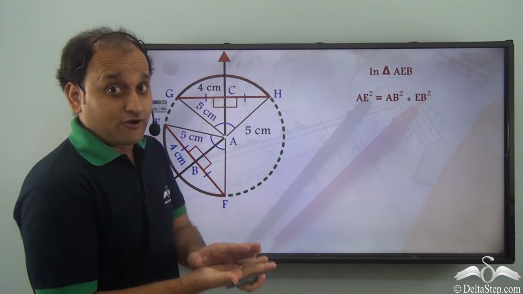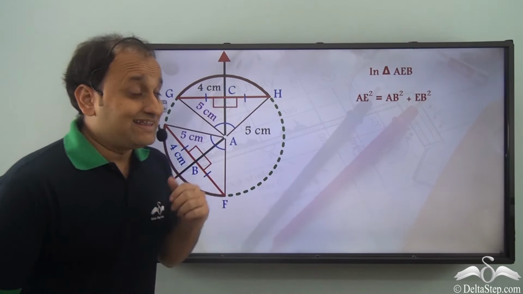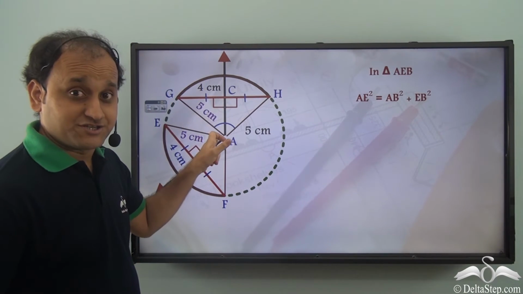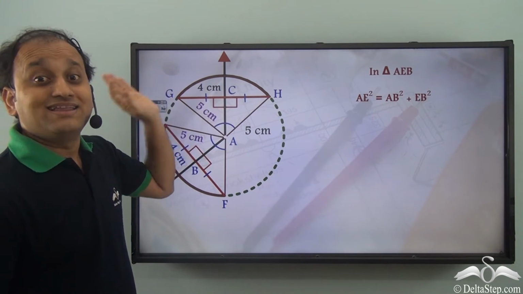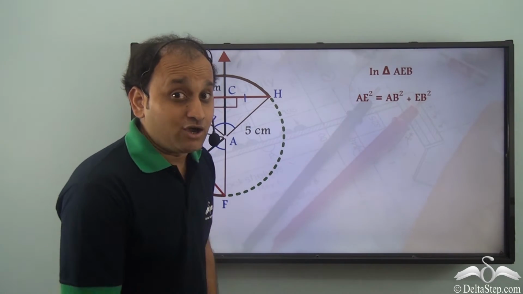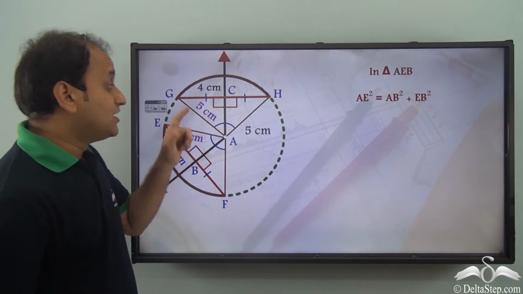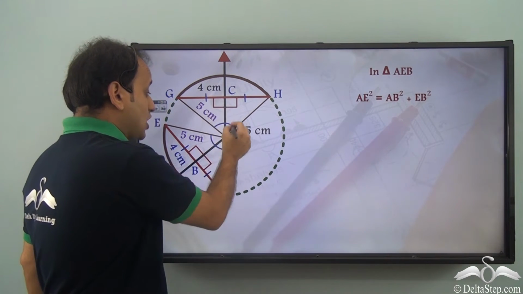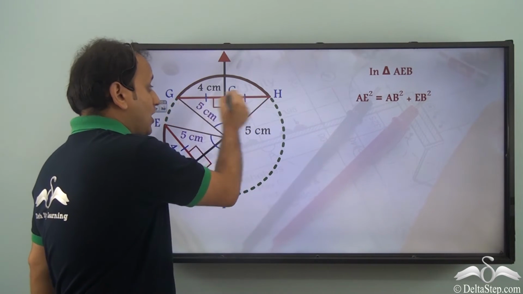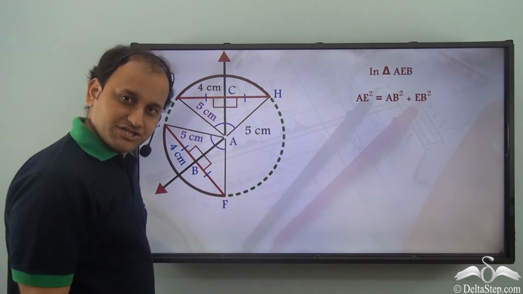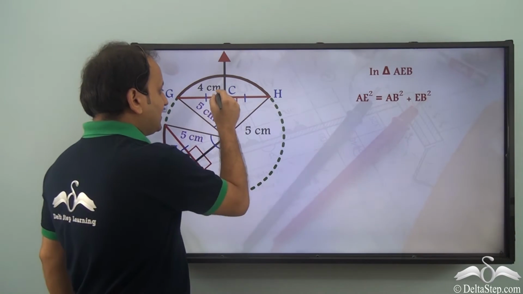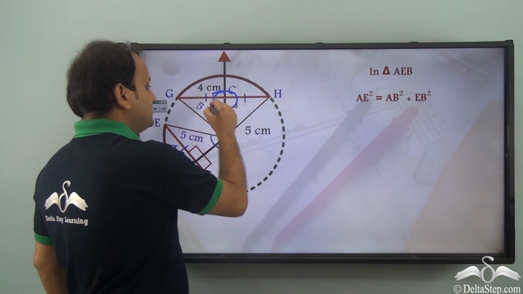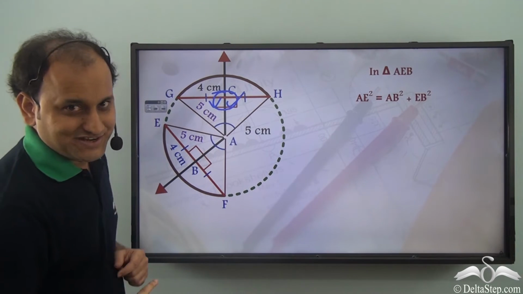Now also from the theorem we know that if a line segment that is dropped from the center bisects the chord, then it will be perpendicular to the chord always, isn't it? So we can say here AC is a bisector which has been dropped from the center on the chord GH and it bisects the chord GH. So definitely it will be perpendicular to GH. So we have these two angles as 90 degrees.